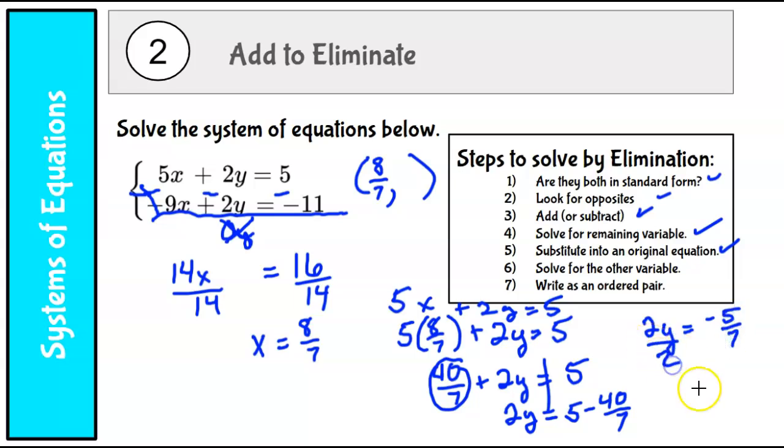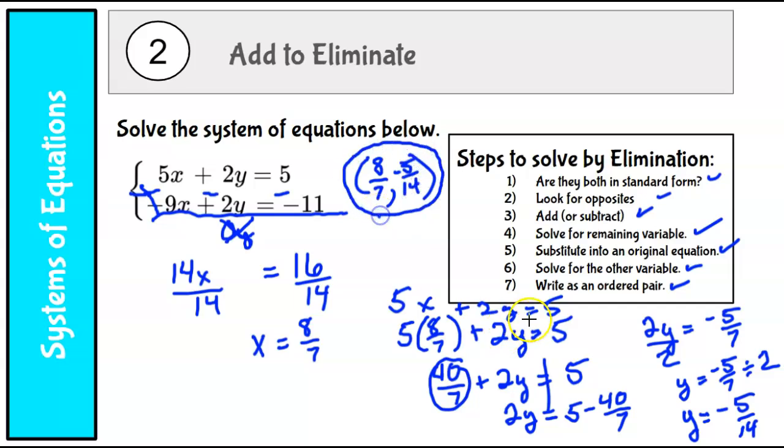And then I'm going to divide both sides by 2. So negative 5/7 divided by 2. I'm going to use my calculator to do that too. And I get y equals negative 5/14. I solve for the other variable, and I'm going to write it as an ordered pair. And here is my answer. And I didn't put a step 8 on this one, but it's always a good idea to check and make sure that you are right by plugging those back in for x and y to see if it equals 5. And I'm going to leave that for you to do.